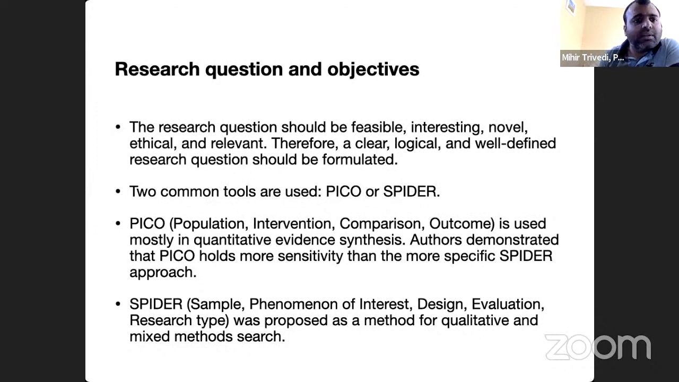Research question and objectives. The research question should be feasible, interesting, novel, ethical, and relevant. Therefore, a clear, logical, and well-defined research question should be formulated. Two common tools are used: PICO or SPIDER. PICO means population, intervention, comparison, and outcome. It is used mostly in quantitative evidence synthesis. Authors demonstrated that PICO holds more sensitivity than the more specific SPIDER approach. SPIDER means sample, phenomenon of interest, design, evaluation, and research type. That was proposed as a method for qualitative and mixed method research searches.